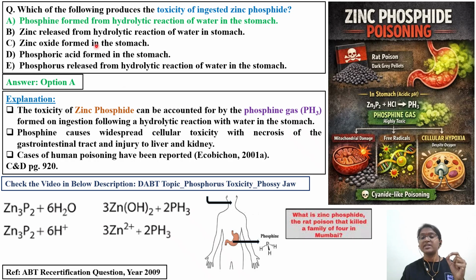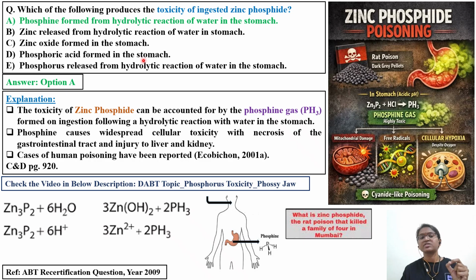We'll see the other options also, why those options are not right. Zinc released from hydrolytic reaction with water in the stomach? Zinc is not releasing. As you can see, phosphine gas is releasing. Zinc oxide formed in the stomach? No. When zinc comes in contact with oxygen, zinc oxide will form. But in the stomach, water is there, HCl is there. So the third option is also not right.